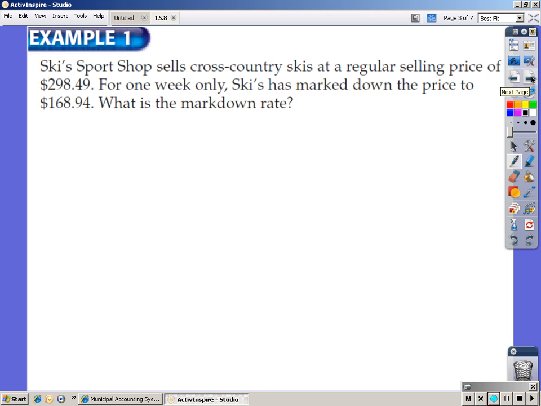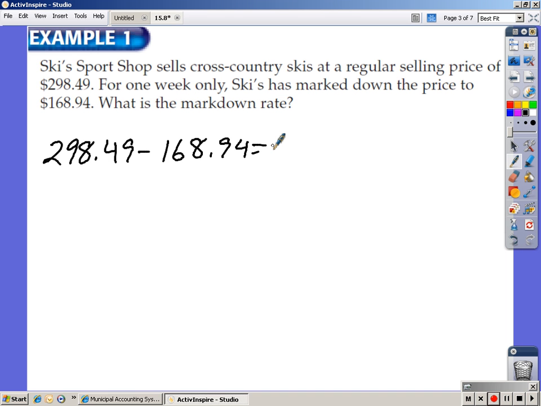All right, Ski Sport Shop sells cross-country skis at a regular selling price of $298.49. For 1 week only, Skis has marked down the price to $168.94. What is the markdown rate? All right, first thing we need to do is find the markdown. So take your regular selling price of $298.49 minus your sale price of $168.94.